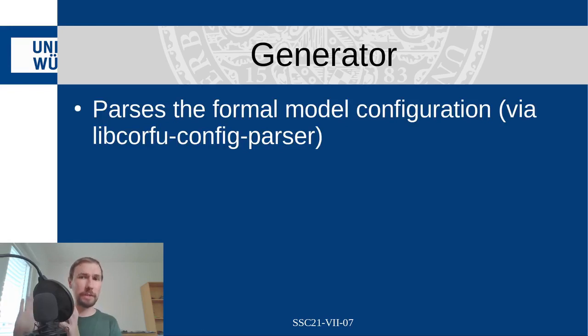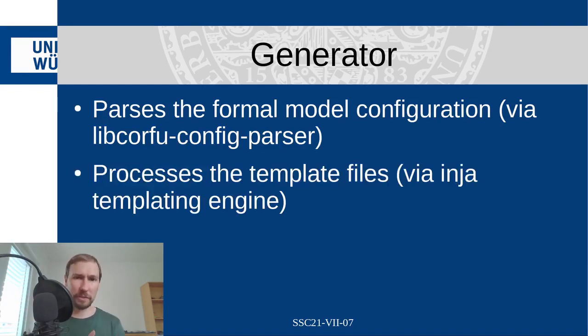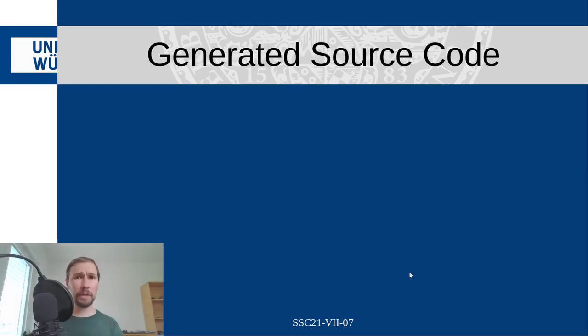It uses a library which parses the data and provides a C++ data structure accordingly. It processes the template files. So we have template files that contain placeholders, variables, and control structures in order to build a full C++ file. So the final source code is divided into 3 hierarchy levels.